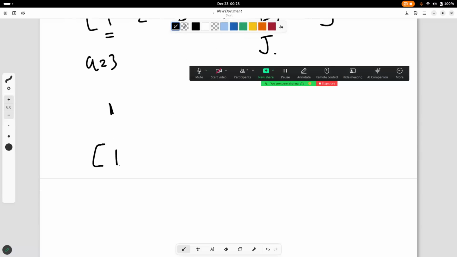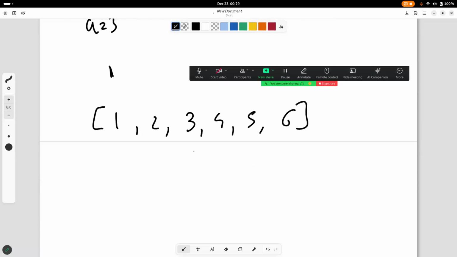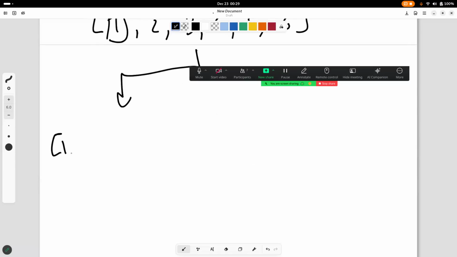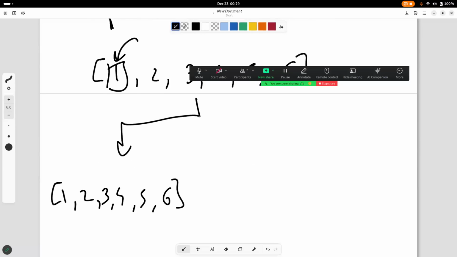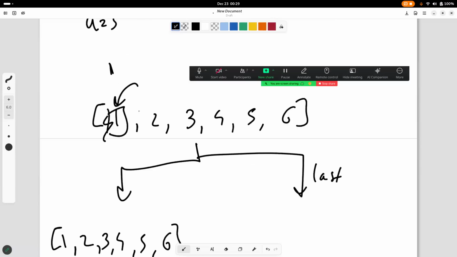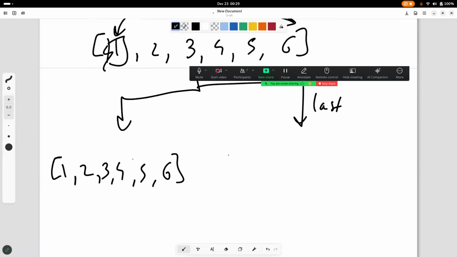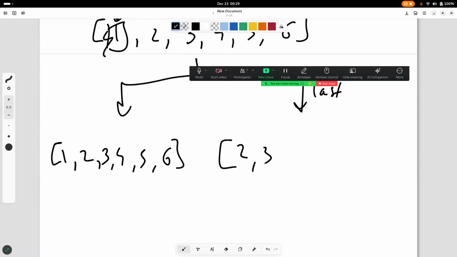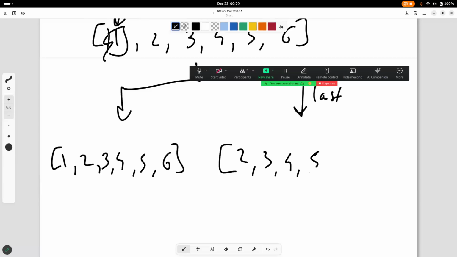Now, if you operate on card 1, you have 1, 2, 3, 4, 5, and 6. There are 2 things you could do with card 1. Take the card 1 and insert it at the first position. That's basically where it already is: 1, 2, 3, 4, 5, and 6. Or insert it at the last position. Take card 1 and insert it at the last position. That would give 2, 3, 4, 5, 6, and 1.